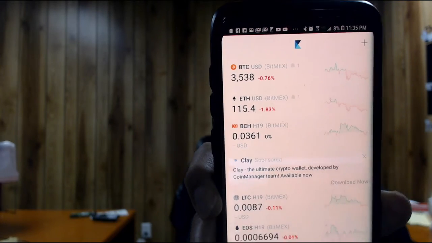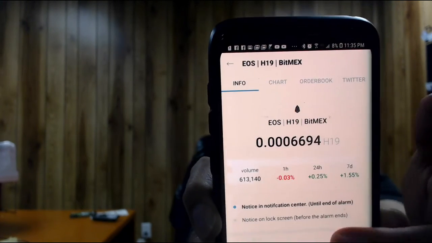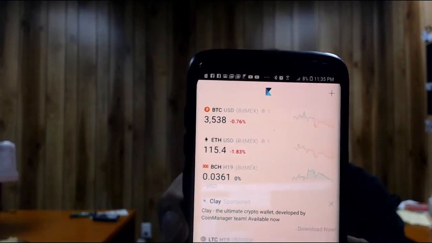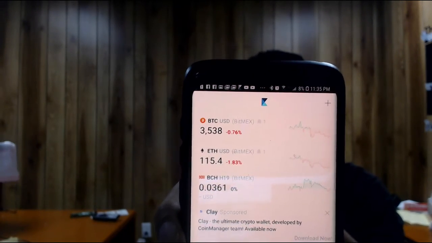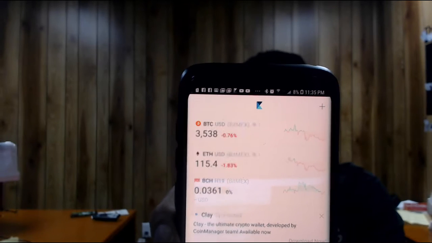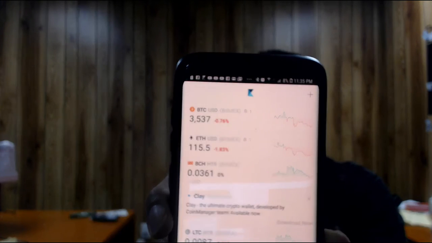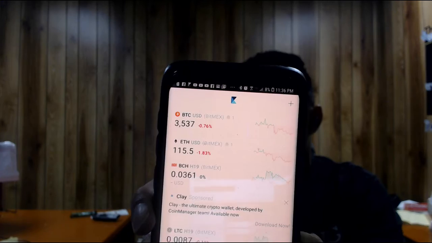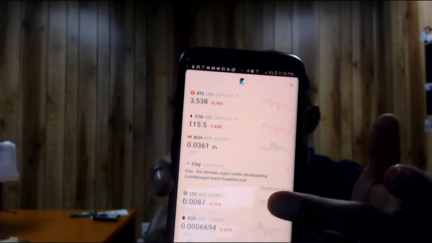Alright, there it is. So I pretty much added all the Bitmex coins, and I only added Bitmex and ETH, Ethereum. See, there's a bell there. I wasn't able to add more alarms. I don't know if there's a paid version or whatever, but basically BTC drives everything, so if Bitcoin moves 1% up or down, it'll ring an alarm.